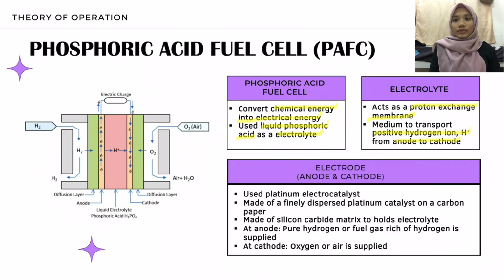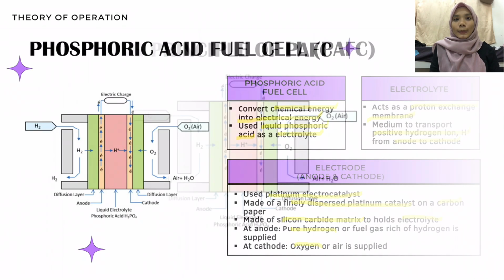There are two types of electrode, which are anode and cathode. Both of these electrodes use platinum electrocatalyst. The platinum electrocatalyst is made of a finely dispersed platinum catalyst on carbon paper. The electrode also has a silicon carbide matrix to hold the electrolyte. At the anode, pure hydrogen or fuel gas rich in hydrogen is supplied, while at the cathode, oxygen or air is supplied.